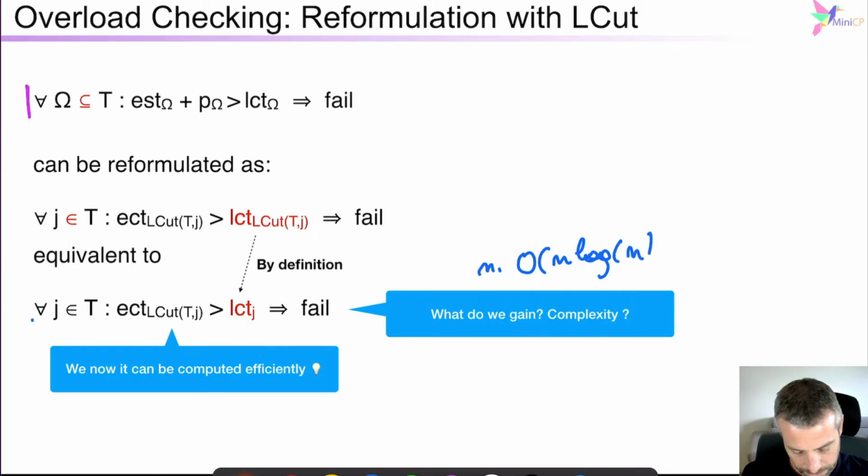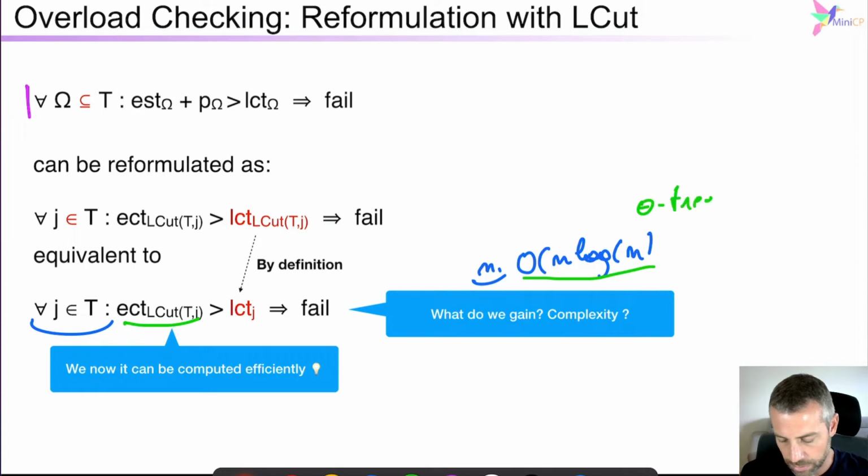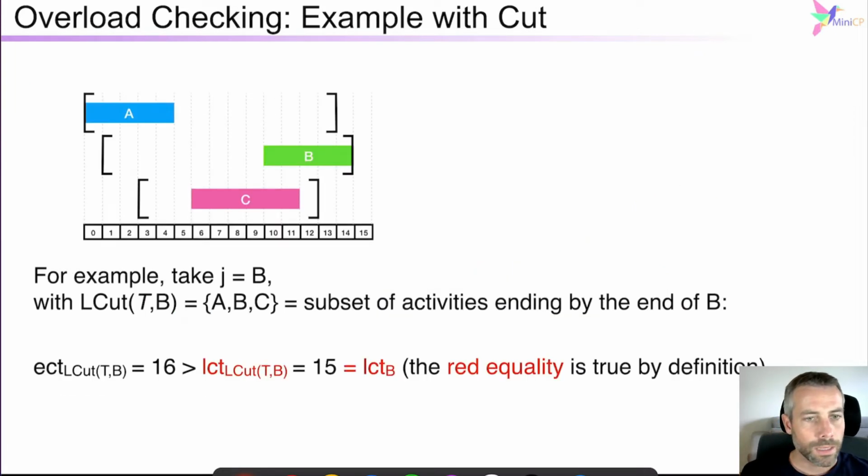Okay, n is for this. And to compute the earliest completion time of the left cut, that's n log n. We can do that with the theta tree, for instance. And you can convince yourself that on this example, we have what we expected. So the earliest completion time of the left cut of B is 16, right? And 16 is larger than 15, which is the latest completion time of B. And this is why we should also fail by applying this rule on this example. So that's exactly the same as what we did before.